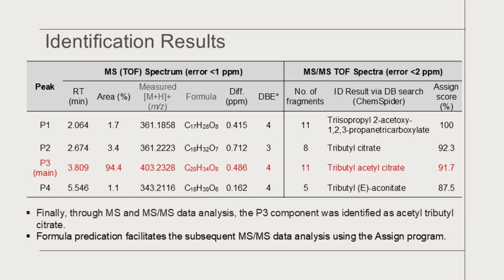This slide summarizes the final identification results of the unknown components. The main component P3 was identified to be tributyl acetyl citrate by NIST high-resolution MSMS search and using the assigned program with ChemSpider database search. The identification result is in accordance with the formula prediction result. In many cases, high-resolution MSMS library searches will not give matching results. Formula prediction can provide candidate formulas and narrow the search scope through the assigned program to facilitate identification.